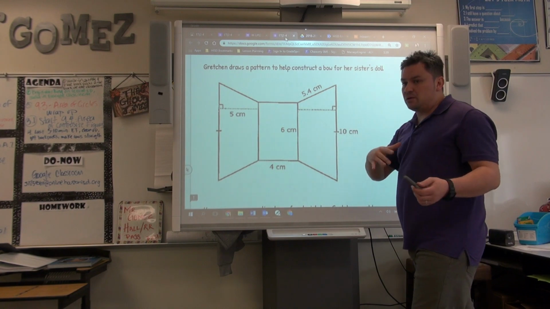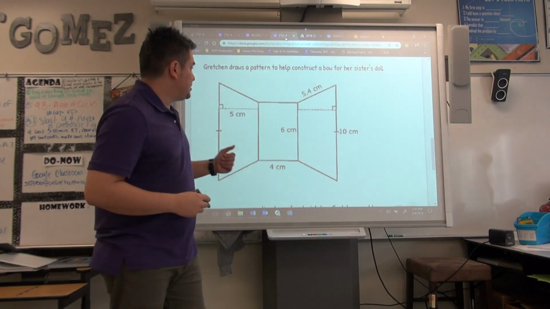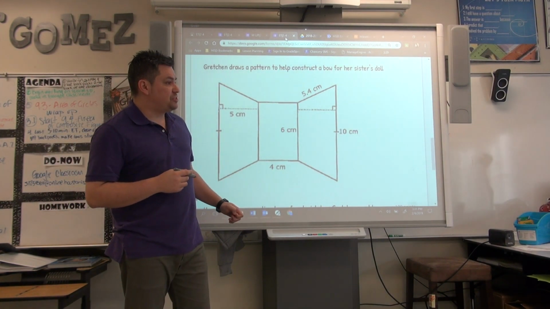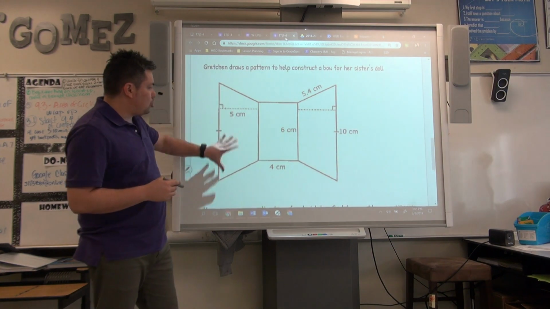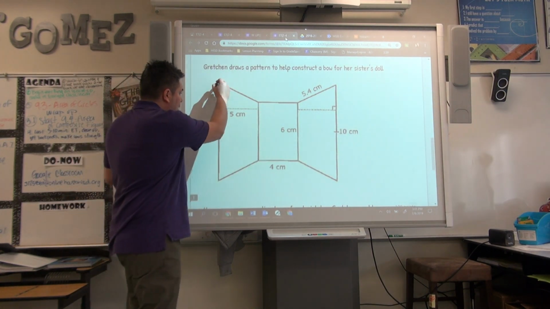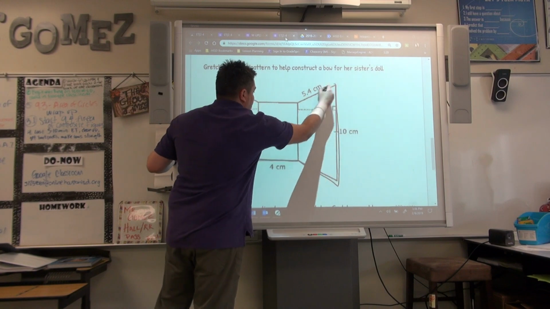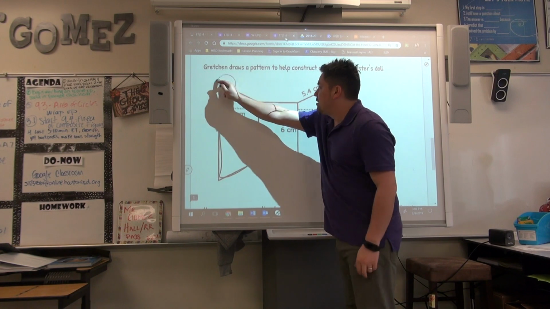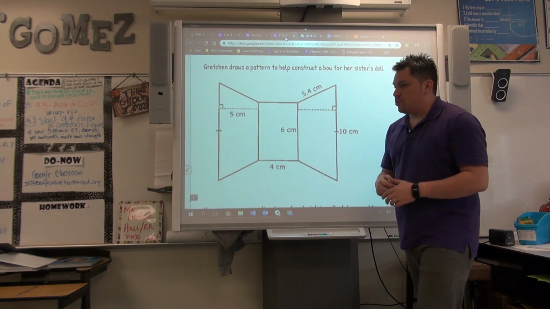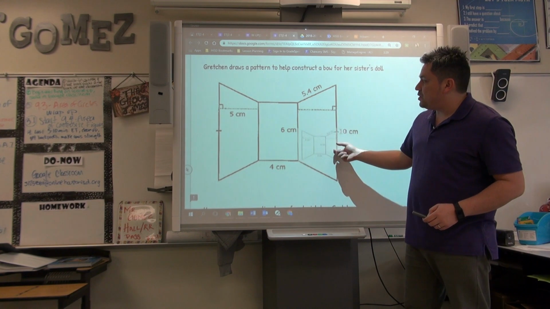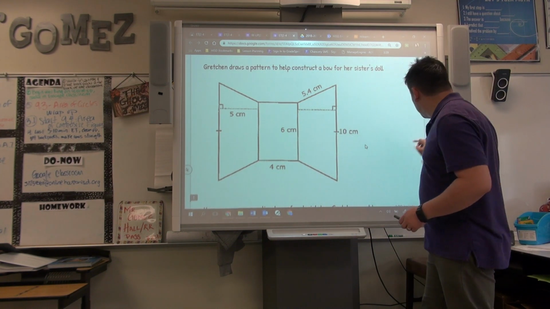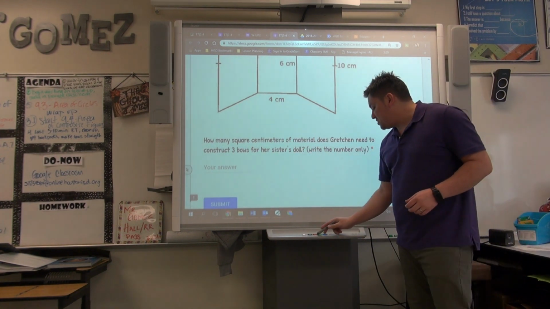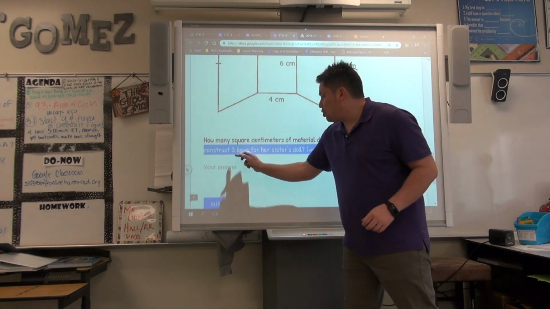This one is a word problem kind of combination. So let's see what it says. It says, Gretchen draws a pattern to help construct a bow for her sister's doll. So this is the drawing for a bow, and you can see it's like a bow right here. I did it in black so that you can't see it. I don't know why I did that, but this is a bow. Now, if we continue reading, it says down here, how many square centimeters of material does Gretchen need to construct 3 bows?